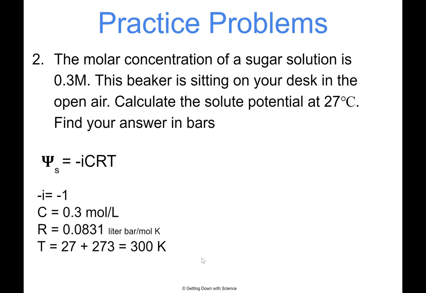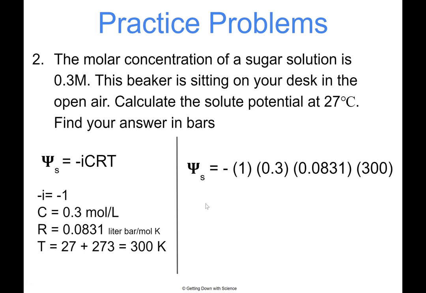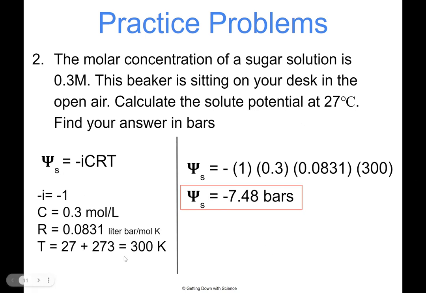So we've got everything set up. Now we're going to put all the numbers in the formula, and we solve and we get -7.48 bars. Okay. So the hard part is making sure we have all the numbers to set up and answer the question.